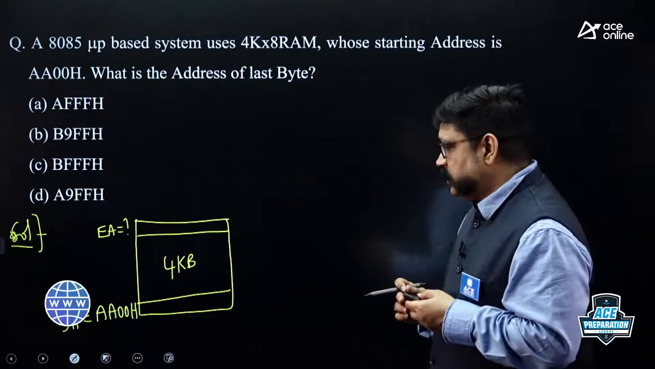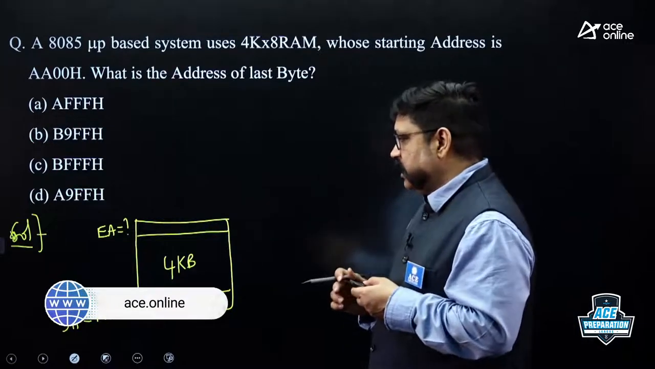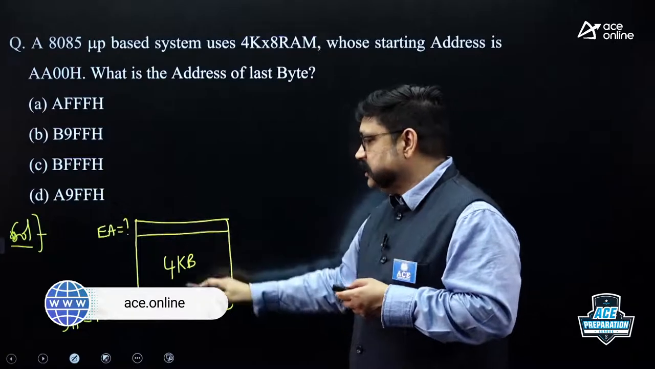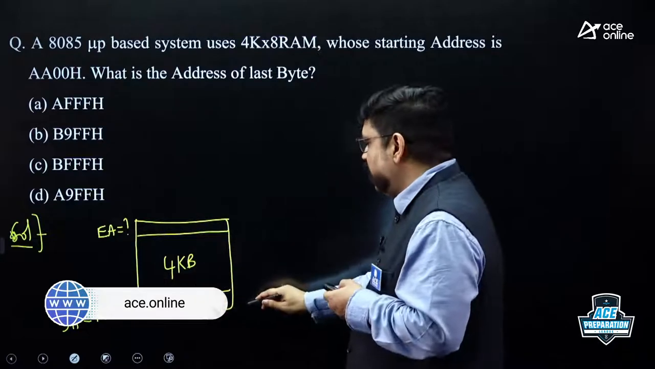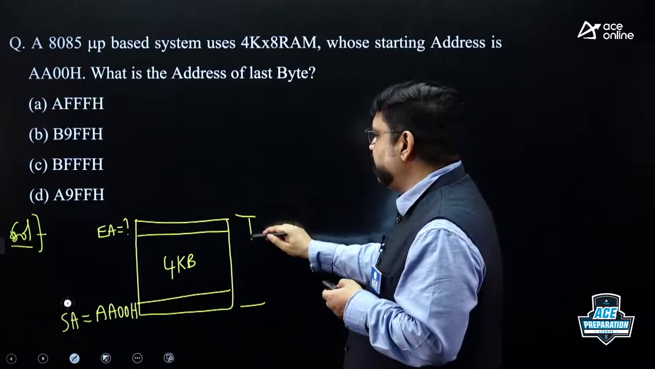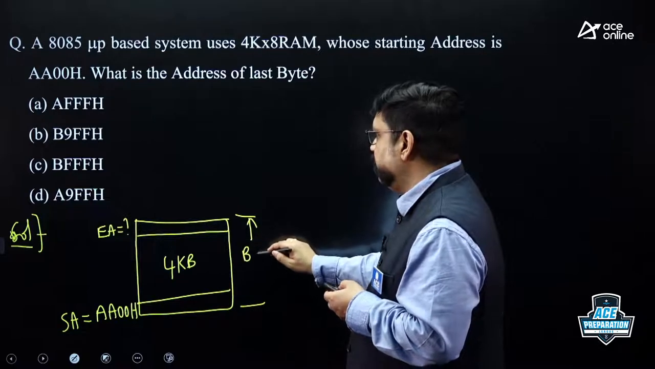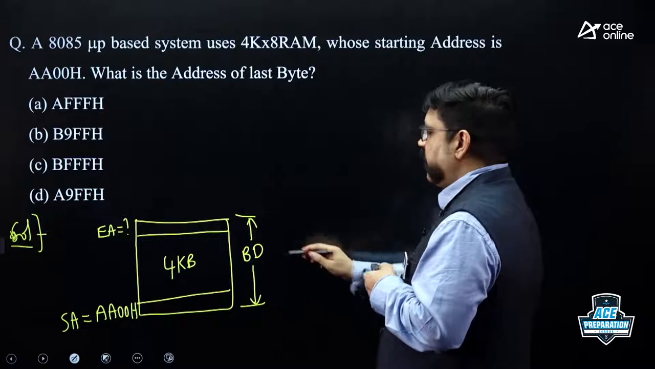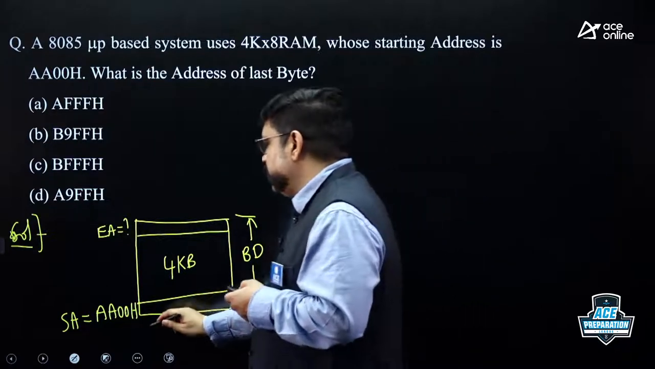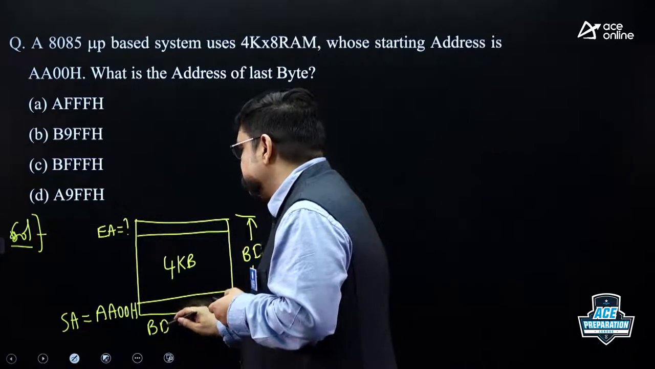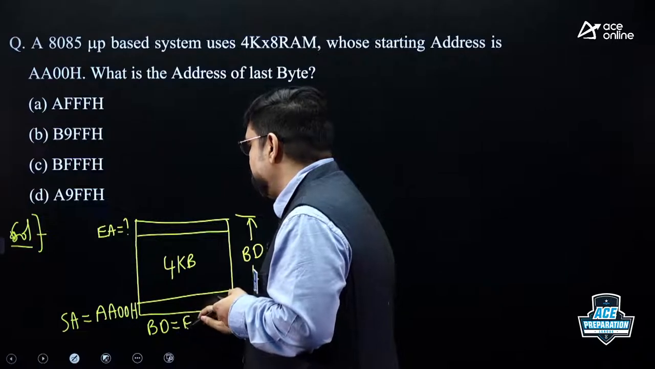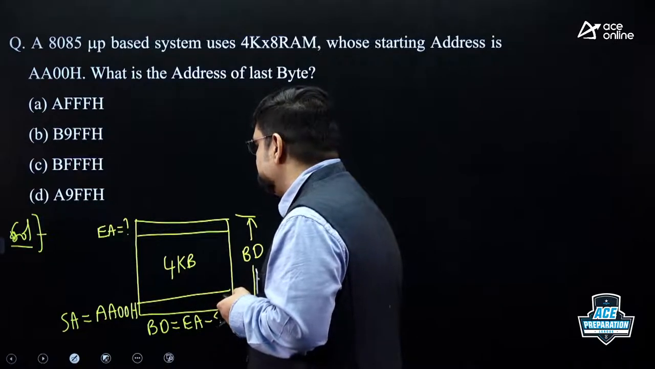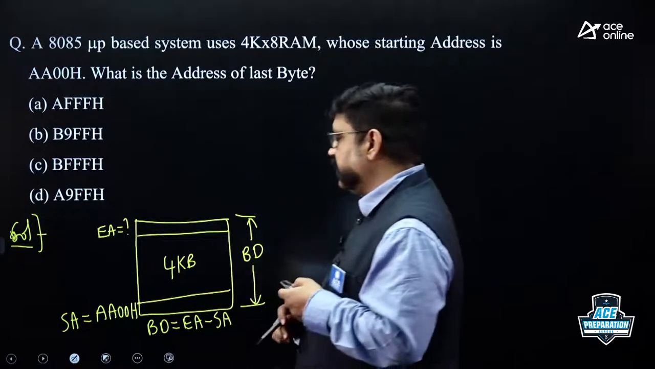So how to solve this question? This is the last byte address, and this is the first byte address. Always find out the byte difference. BD stands for byte difference. What is the formula for BD? BD is the last byte address, the end address, minus the first byte address, that is the starting address.